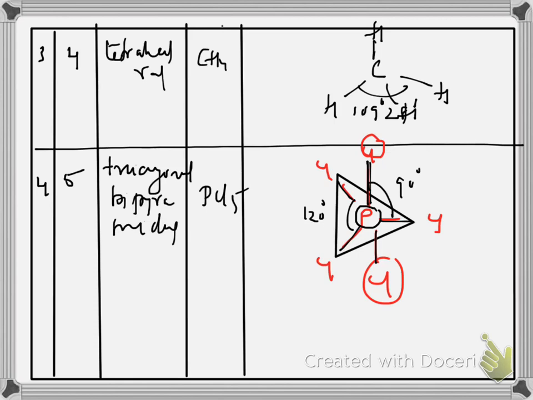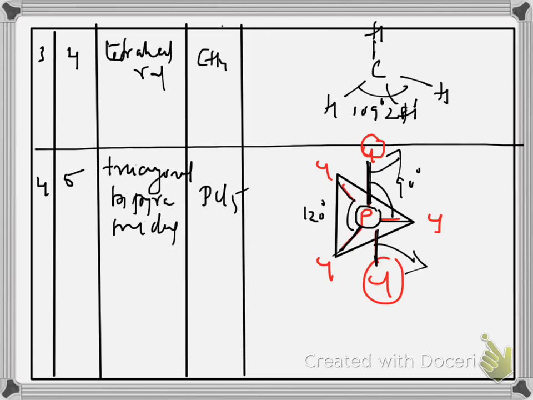Here the axial bond length is greater than the equatorial bond length. That means these two bonds are weak. So liberation of chlorine is very easy, and PCl5 is a good chlorinating agent. So far we had only one bond angle, but here we have two angles. Inside the plane 120 and outside the plane it is 90.